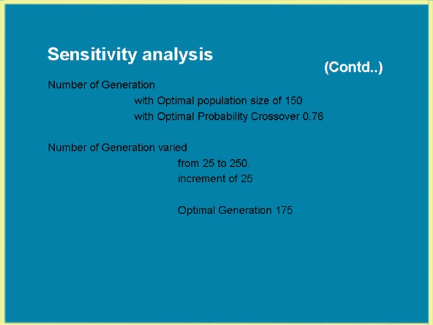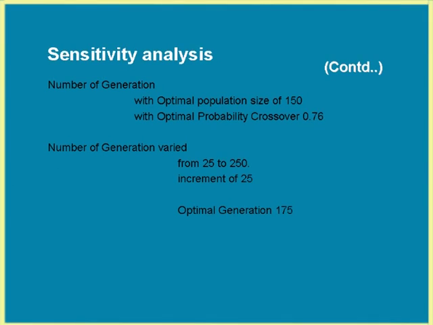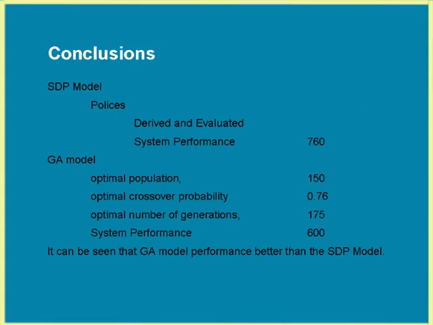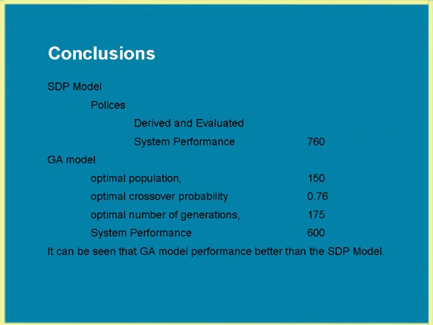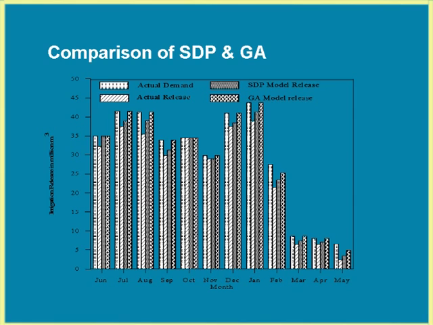So we can say that the GA model performs better in this case with a population of 150, crossover of 0.76 and an optimal number of generations of 175. The system performance, that means my objective function, the algebraic sum of (RT minus DT) whole square plus storage, is 600, whereas for my SDP model it is 760. So when I compared, my releases resulted from actual demand, that's the demand estimated in the command area, actual release made from the reservoir to meet the demand, and release resulted from my SDP model and then the GA model release, and this is the performance.